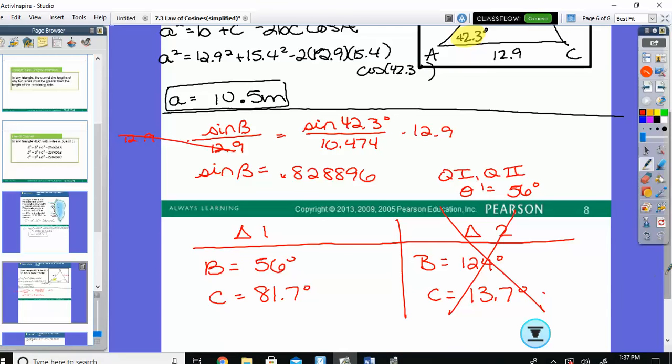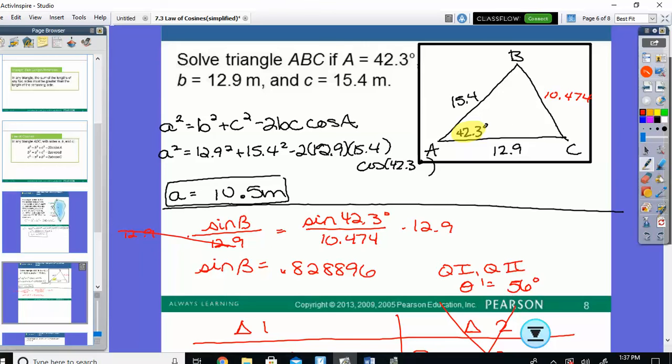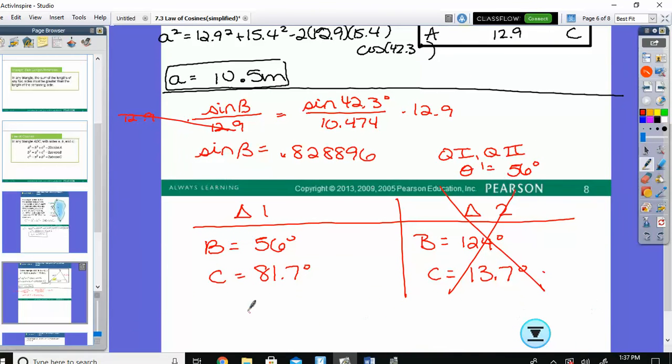Likewise, my biggest side was side C, so C had to be the biggest angle. So we can use that to narrow things down and pick out which triangle is accurate. Any questions there?